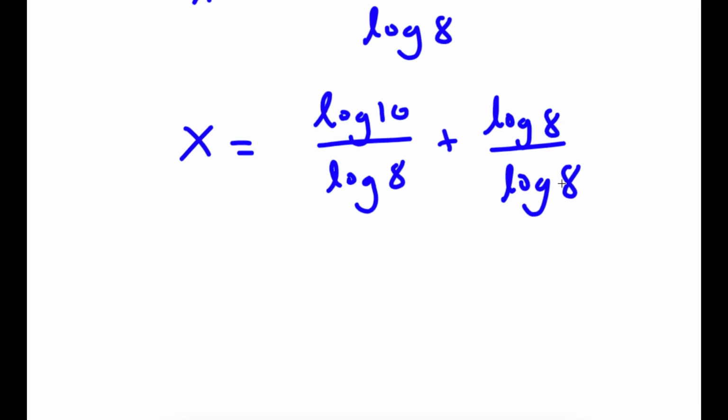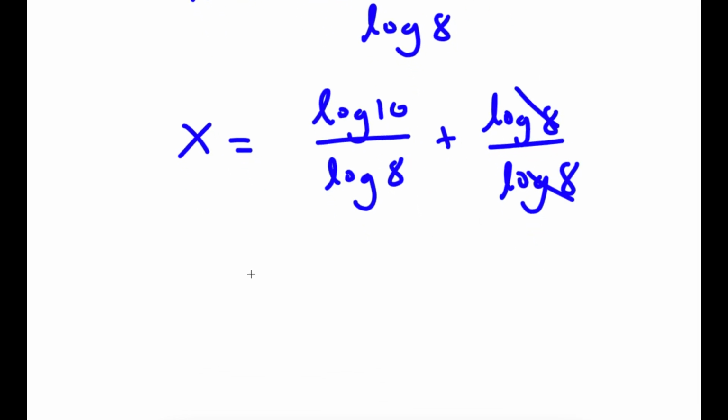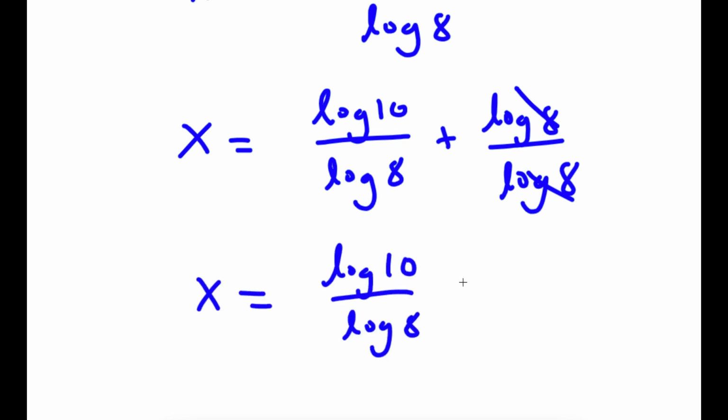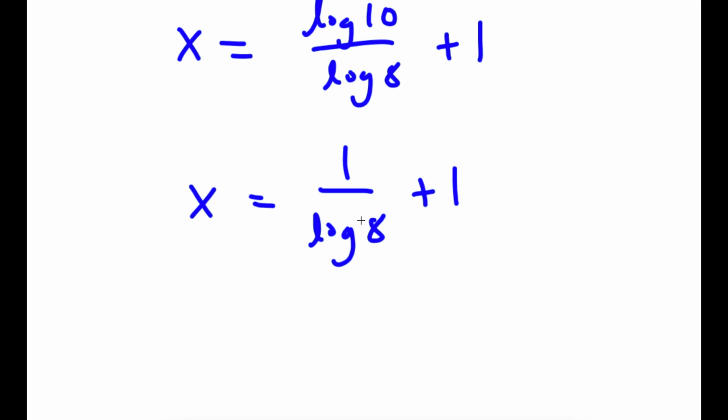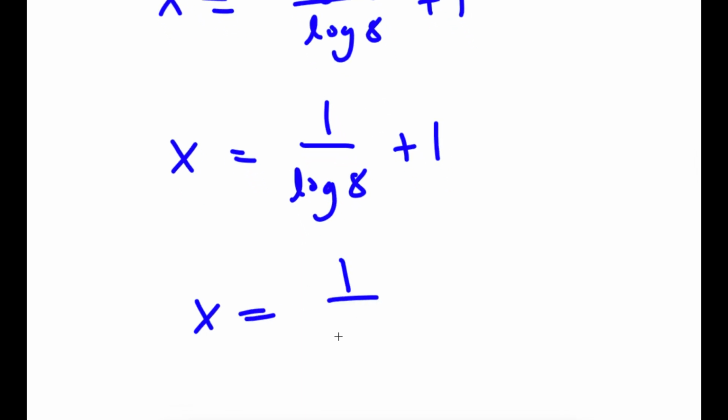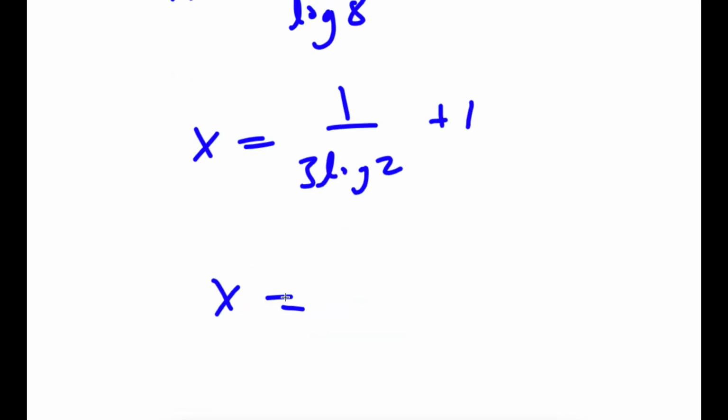Now, anything divided by itself is 1, so log 8, those two cancel out. So now I have log 10 over log 8 plus 1. And log 10 is also 1, so I have x is equal to 1 over log 8 plus 1. So log 8, that's the same thing as 3 times log 2, which is equal to 2.1074.